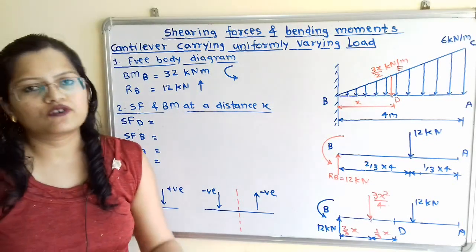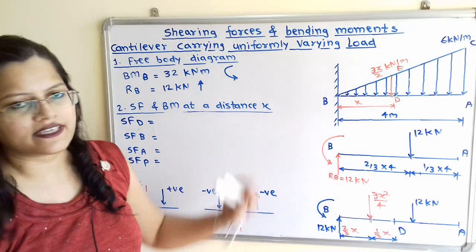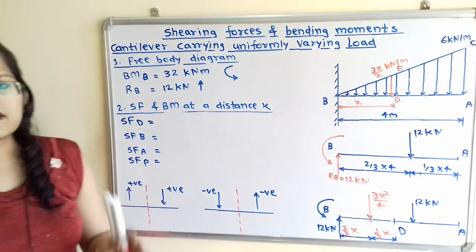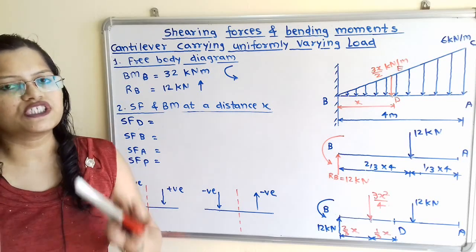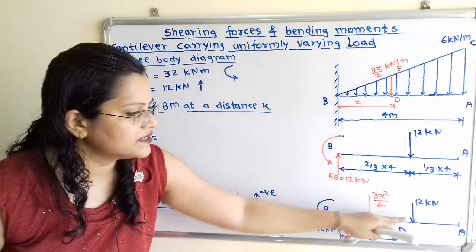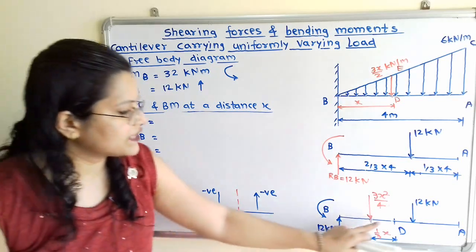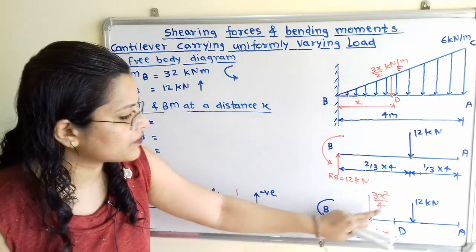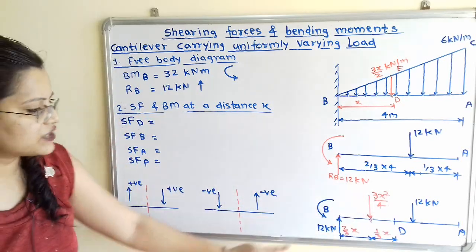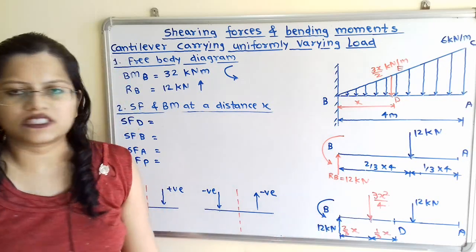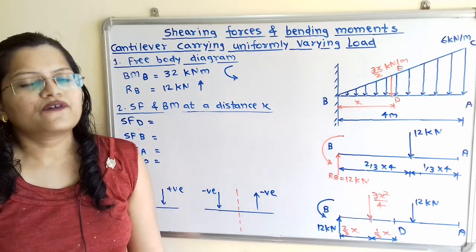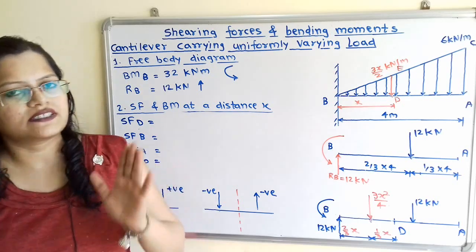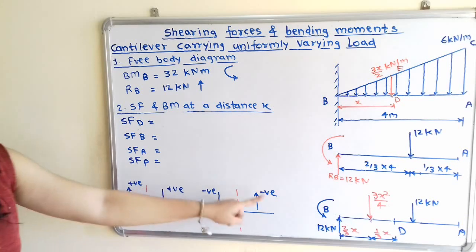Now we will find out the shear force at a distance x, that is the shear force at this point D. So we will consider the summation of forces which are on the left hand side of this cantilever. So which forces are on the left hand side of this point B? So it is 3x square by 4, which is in downward direction, and here 12 kilonewton, which is in upward direction. Now we have to consider the sign convention, and we have to mention this in the answer sheet. So here is the sign convention.